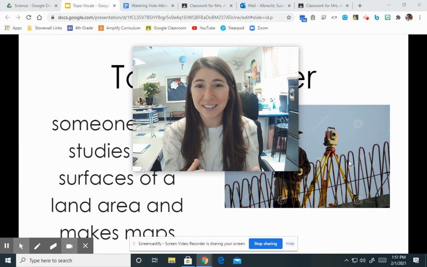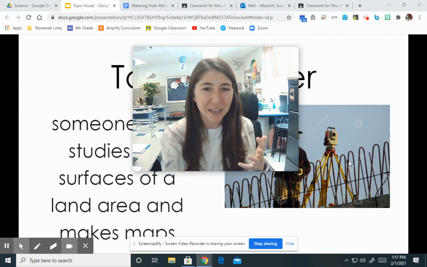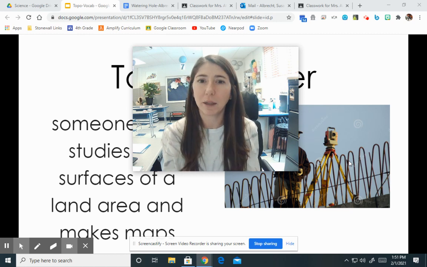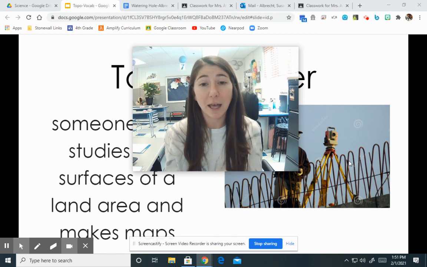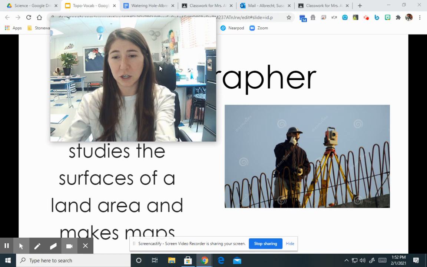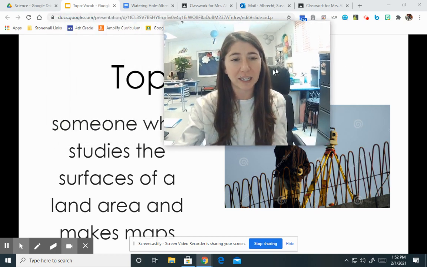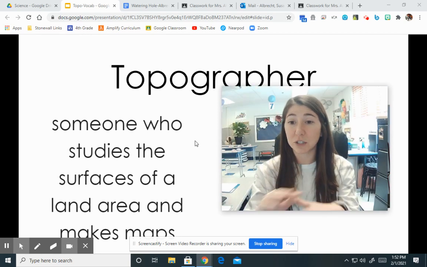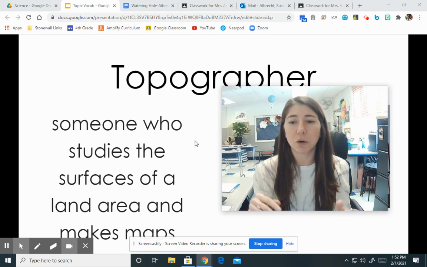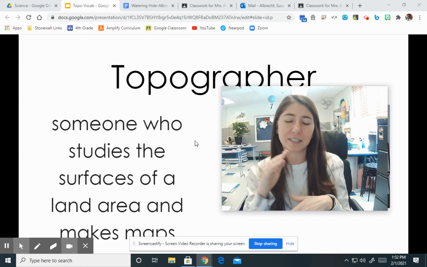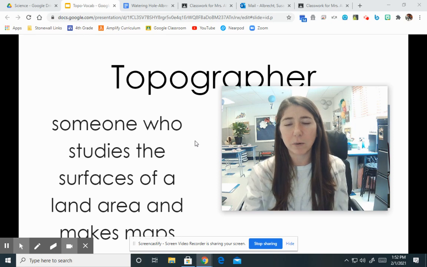Yesterday, Mr. Brzezinski introduced you a little bit to what topography is. So today we're going to go over some vocabulary that you're going to need to know to help you with our topography subject. When we think about a topographer, there's a beautiful picture of him. He's surveying the land. He's looking at the land. A topographer is someone who studies the surface of our land. So we're trying to determine, does this land have a steep slope? Does it have a gradual slope? We're going to talk about what some of those words mean.